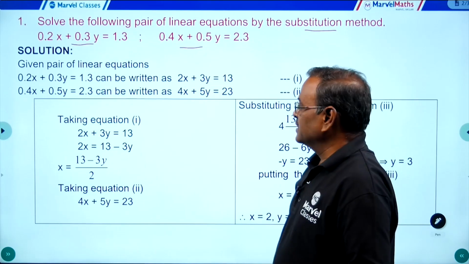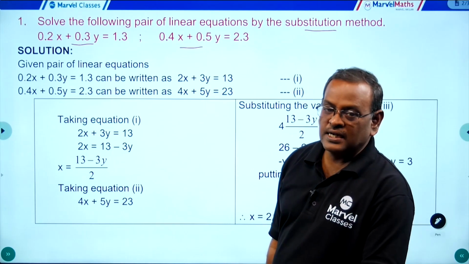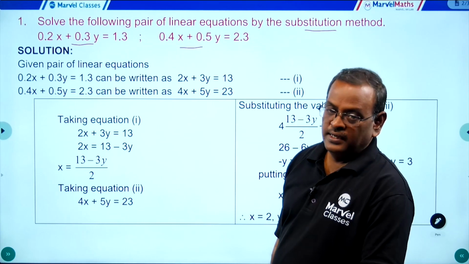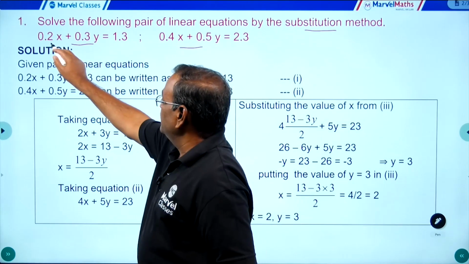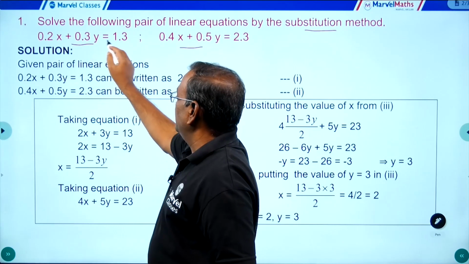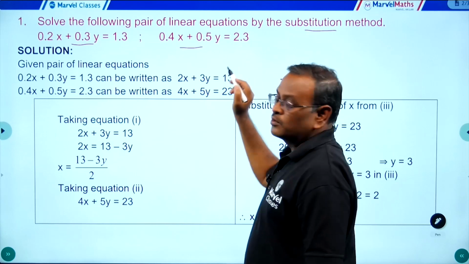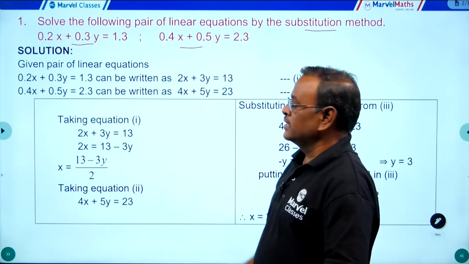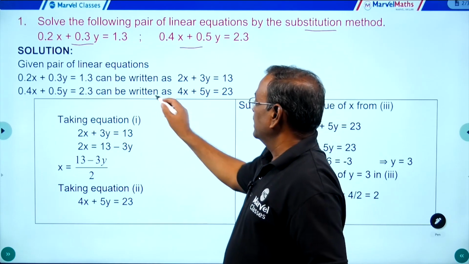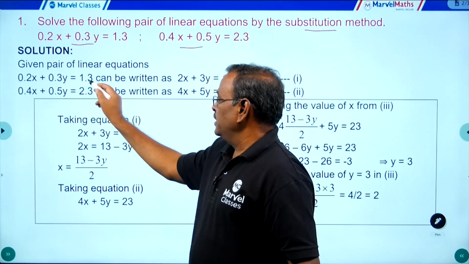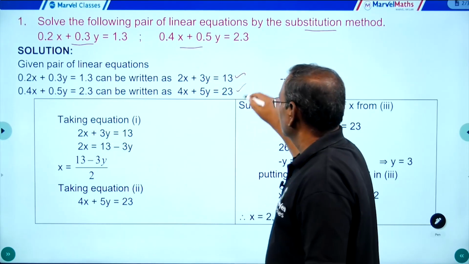Whenever the coefficients are decimal, to avoid unnecessary calculation, first convert the decimal to integer and then solve by the substitution method. So here 0.2x plus 0.3y equal to 1.3 and 0.4x plus 0.5y equal to 2.3. All the 6 numbers are decimal numbers with 1 digit. So multiply by 10. If you multiply by 10, you will get 2x plus 3y equal to 13, 4x plus 5y equal to 23. Correct.